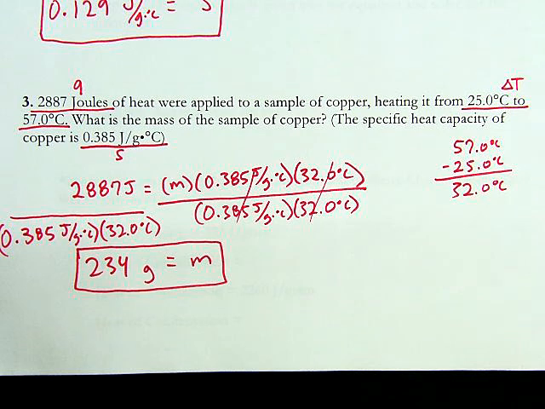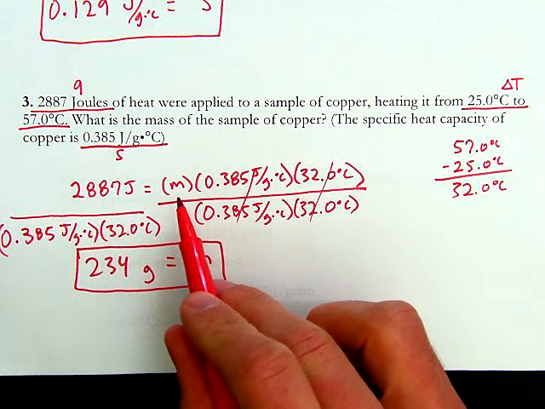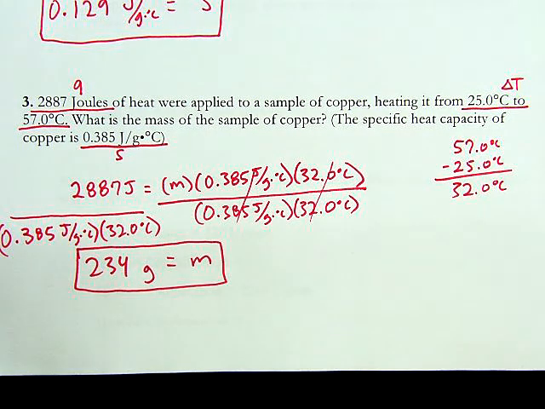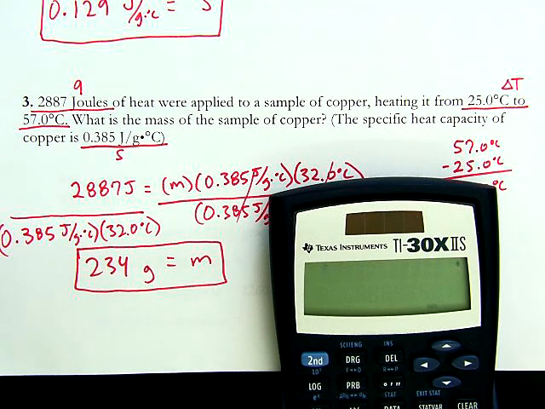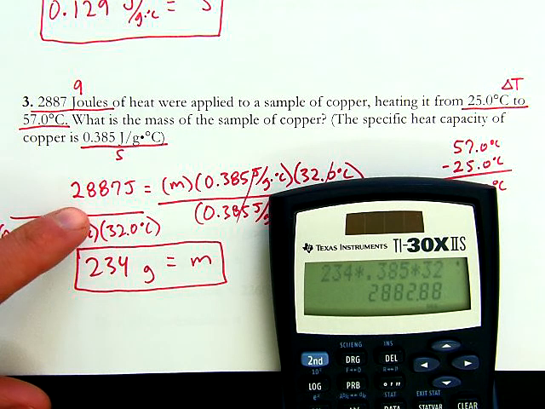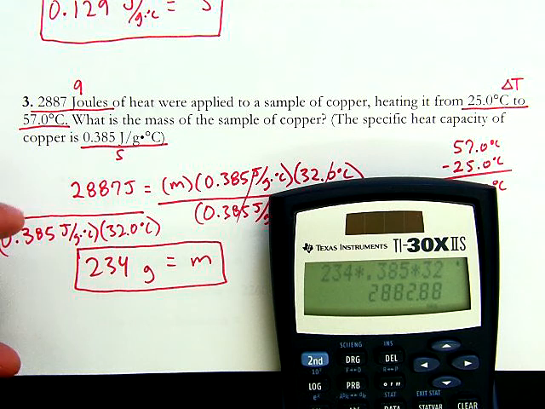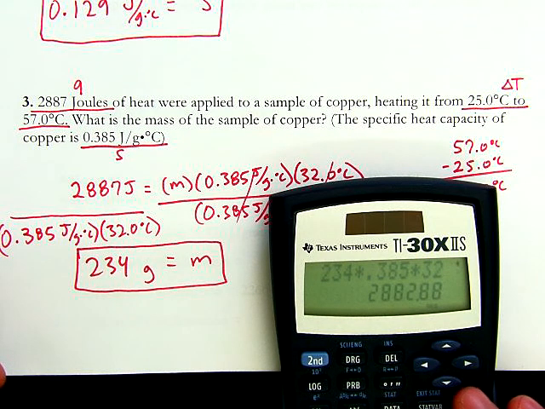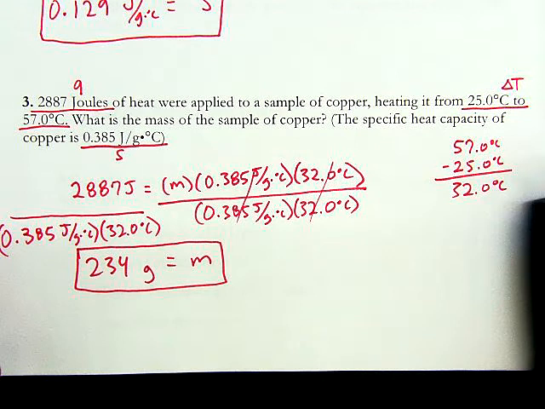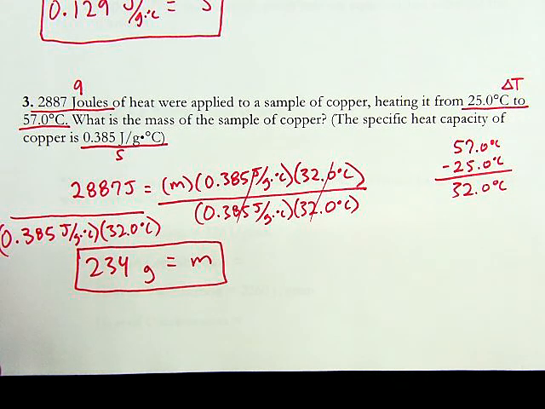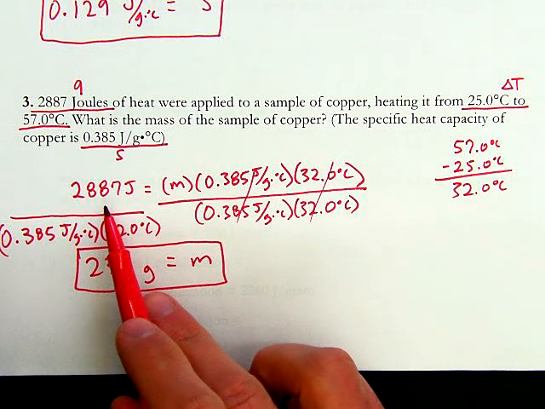And you could always double check your answer if you wanted to plug that back in there. If you took 234 times 0.385 times 32, it should give us a number that's pretty close to what we started with here. It's pretty close. I think I just did some rounding at the end there. But if you don't round, it will be very, very close to that.